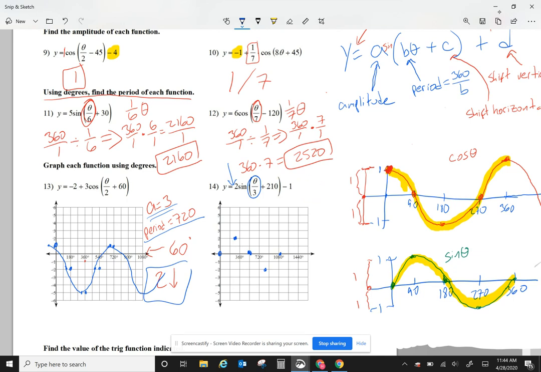Now, let me focus on the shifting vertical. Everything is going to go down 1. So each of these points, I brought it down 1. That's my shifting vertical. My shifting horizontally, I'm going to move 210 degrees to the left.